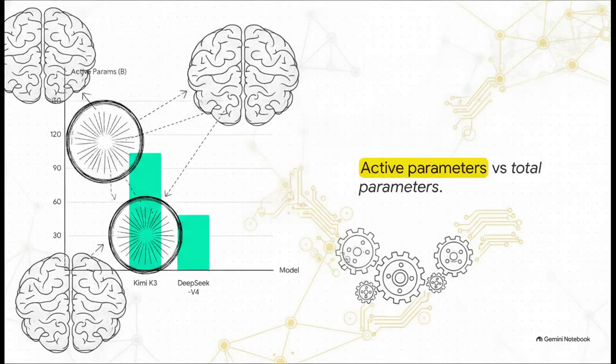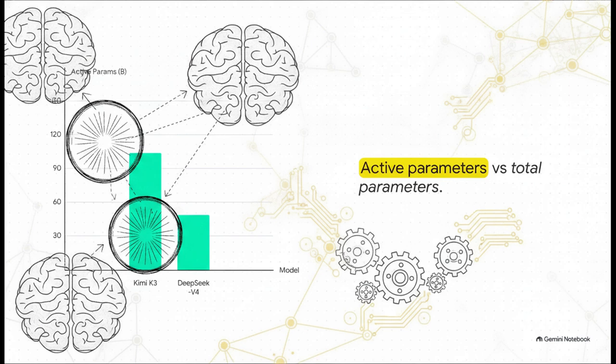To really understand why this matters, look at the sheer scale of these models. The Kimi K3 model has a staggering 2.78 trillion total parameters. But, and this is the crazy part, because it uses a mixture of experts, it only actively uses about 104 billion of them at any given time. That means less than 4% of the model is actually firing to generate a response.